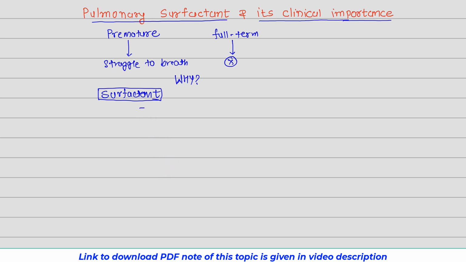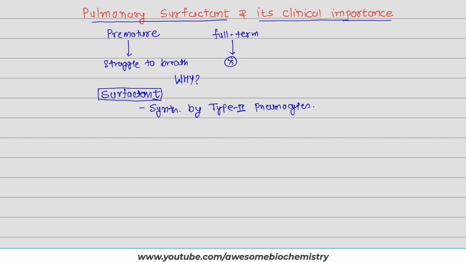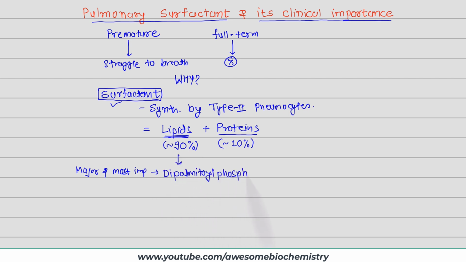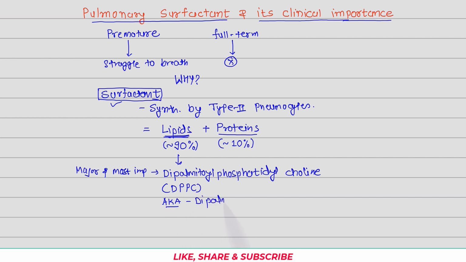Surfactant is a special substance synthesized by type 2 pneumocytes in the lungs. Now, what exactly is surfactant made of? Chemically, it is a complex mixture of lipids and proteins. Lipids making up about 90% and proteins making up about the remaining 10%. The major and most important lipid here is dipalmitylphosphatidylcholine, or DPPC for short. It is also known as dipalmitoylphosphatidylcholine, or simply you can call it as a lecithin.